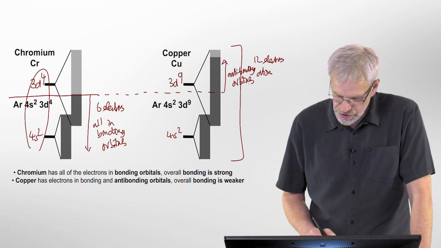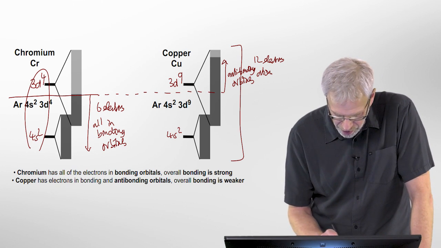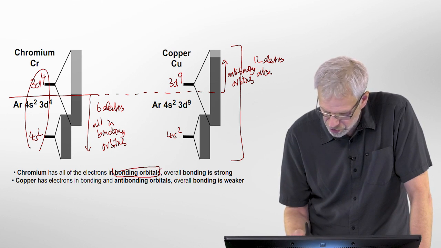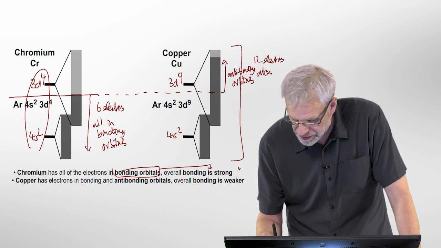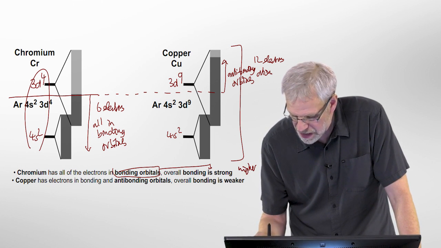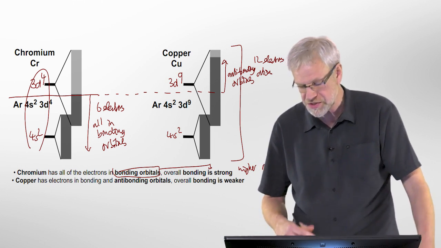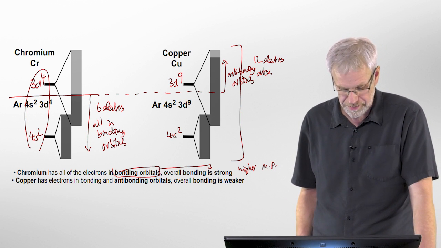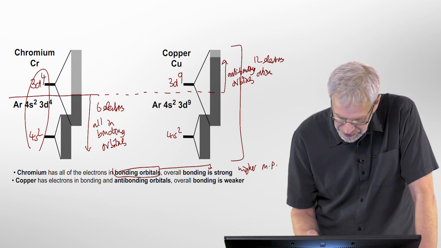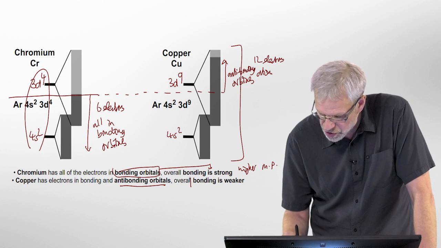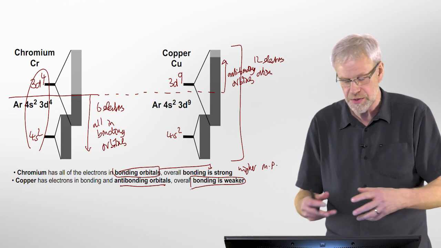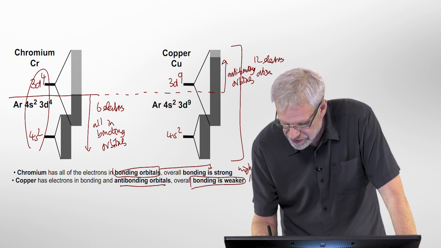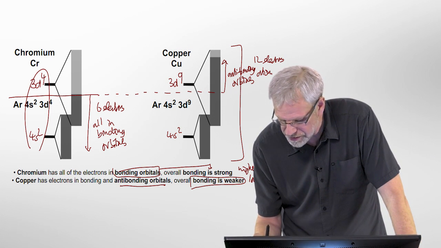So we have stronger overall bonding in chromium because all the electrons are in bonding orbitals, stronger bonding that holds the atoms together tighter, that results in a higher melting point. We have to put more energy in to separate the atoms in chromium. Copper, however, has some electrons in antibonding orbitals. The overall bonding is weaker. That makes it easier to pull the atoms apart in copper, and that results in a lower melting point.